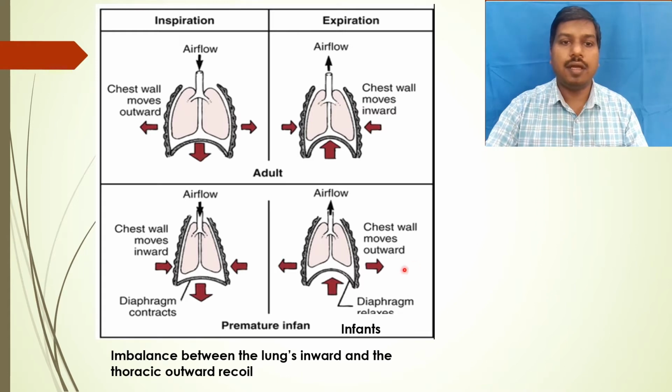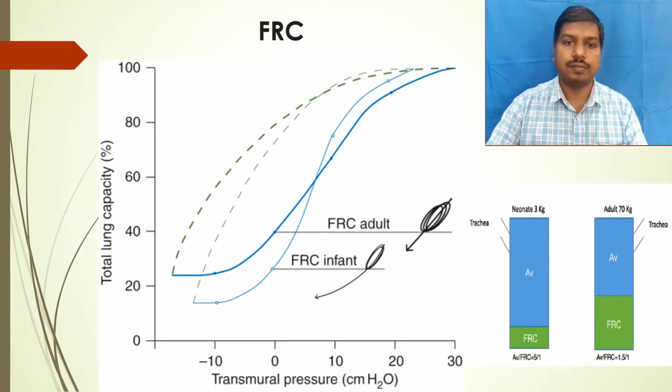As you can see here, in adults, during inspiration, when the diaphragm moves downwards, the chest moves outwards, creating an effective negative intrathoracic pressure. Whereas in pediatrics, when the diaphragm moves downwards, because of the high compliance of the chest wall, it moves inward. So it is less effective in creating a negative intrathoracic pressure. During expiration, the diaphragm comes back to the normal position, and at that time the chest wall moves outwards. So there is an imbalance between the lungs' inward and the thoracic outward recoil in pediatrics.